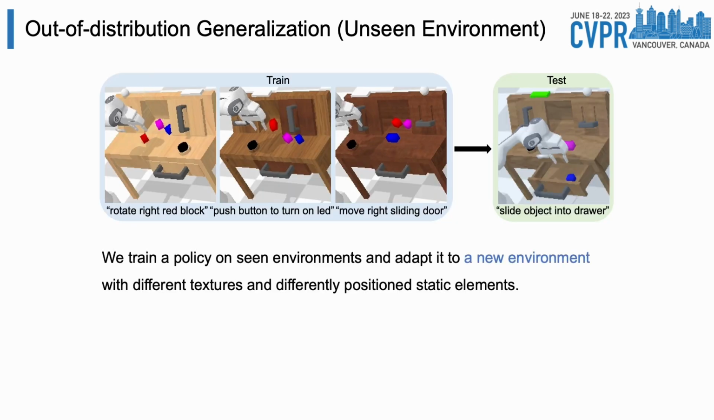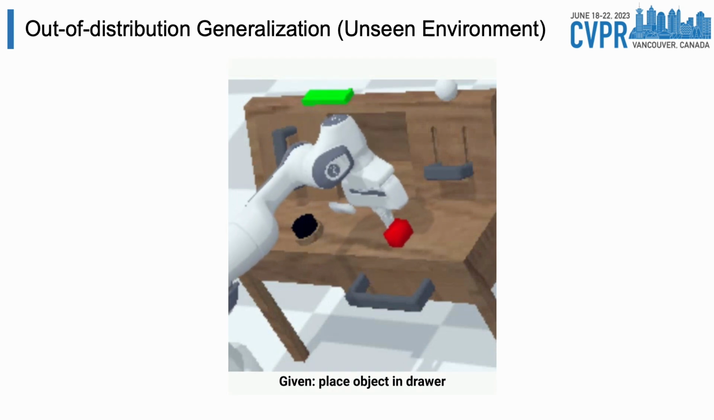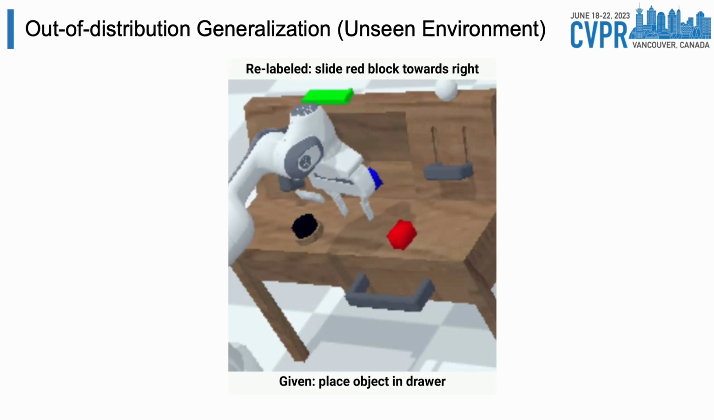We also train the policy in one environment and adapt it to a new environment with different textures and differently positioned elements. When the policy performs actions that do not match the instruction in the new environment, our model can relabel the instruction accurately, which requires both spatial and temporal reasoning.